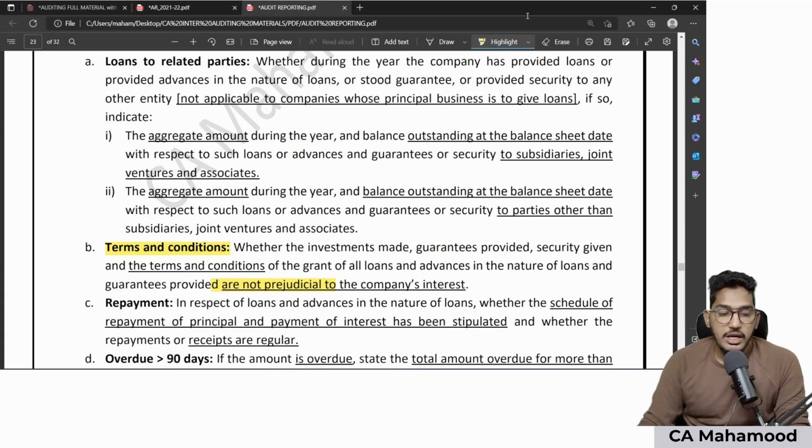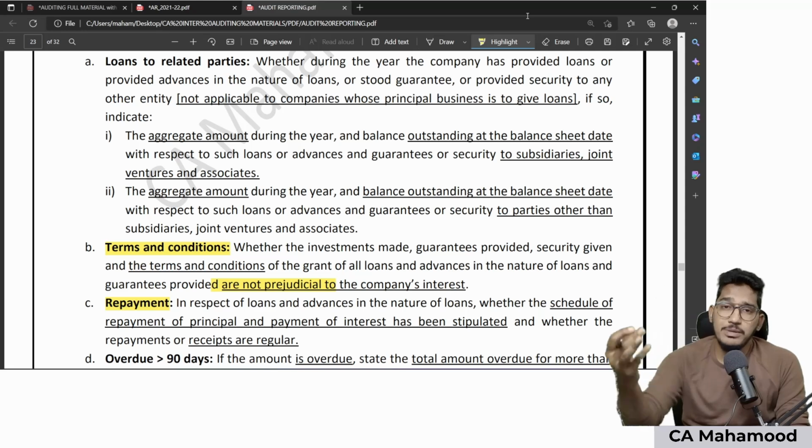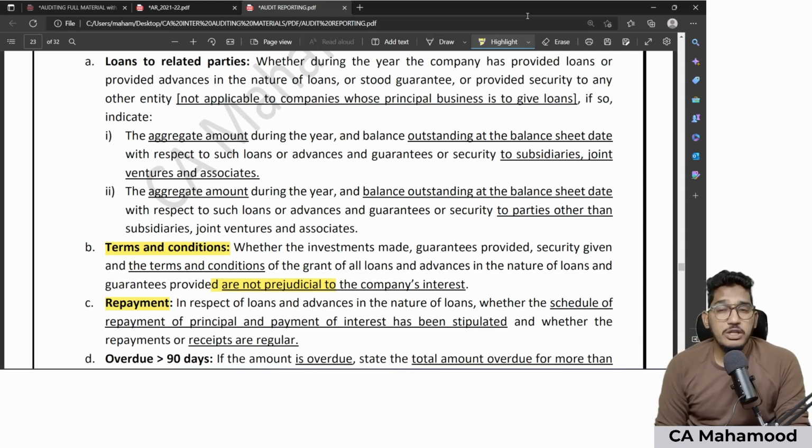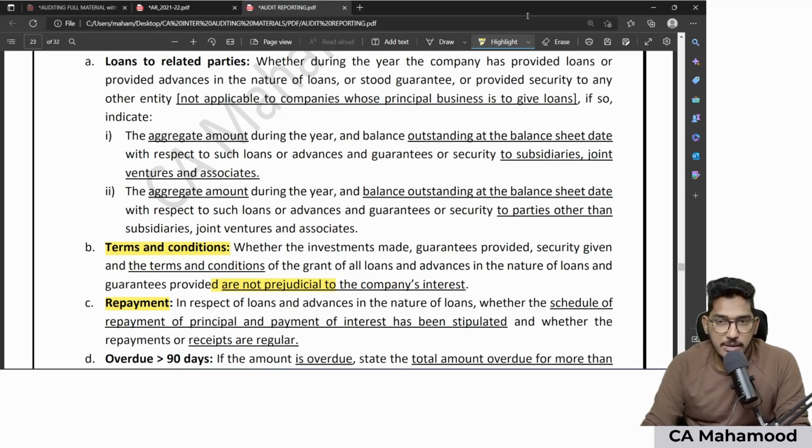Next, third point, it should not be like your client has just given the loan and ignored it. As an auditor, I need to check whatever loans have been given to others, whether repayment of principal and payment of interest is happening regularly on or before the due dates, whether the third parties who have taken the loan are repaying the principal and interest on or before the due dates or not. That also I need to check and give a comment.